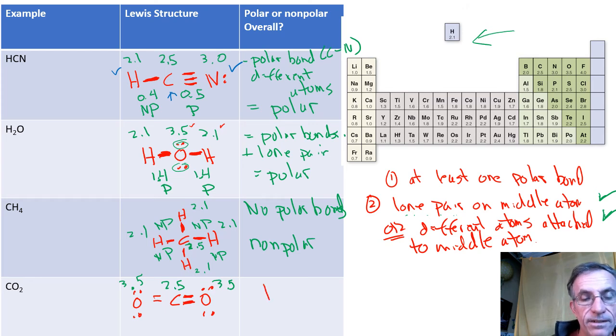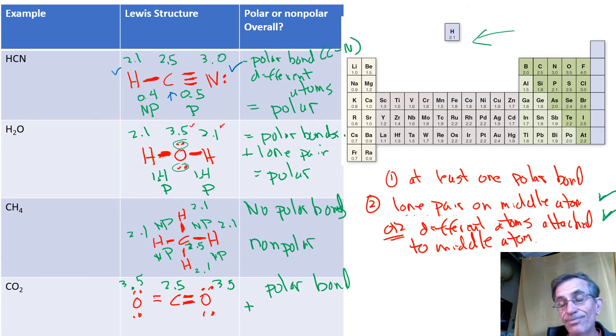So yeah, oh, wrong color. I don't know, does that matter? It's got a polar bond. All right, so we're going to keep looking. We found a polar bond. The carbon-oxygen bonds are polar. I know that by subtracting. Now, that doesn't mean you're polar overall. We need to find more than just polar bonds. We need to find a lone pair on the middle atom.